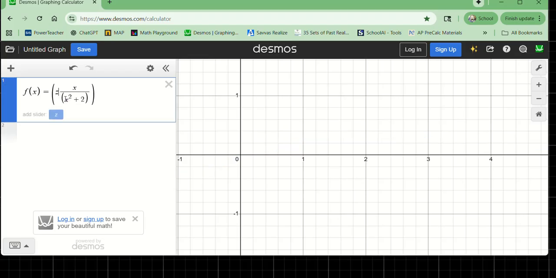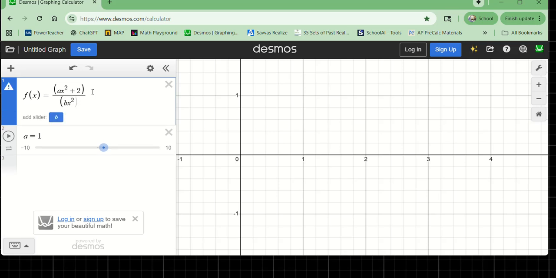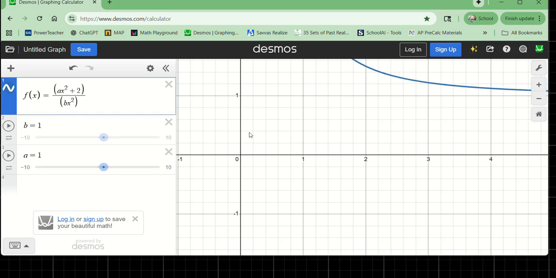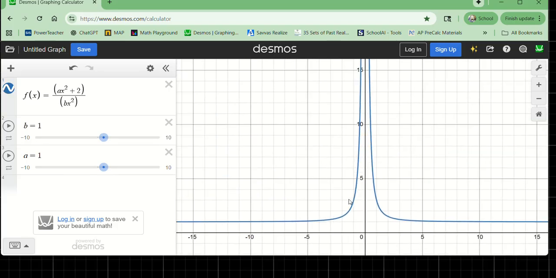In the numerator, let me get all this cleared, let's say we have ax squared plus 2, and we're just going to make sure they don't factor out together, divided by bx squared. Okay, we'll make a slider there. Right now, if they're both 1, here's what my graph looks like. This is 1x squared plus 2 over 1x squared, so a and b are the same. I won't do the sliders because I think that might make it confusing. If I zoom out on the graph, we'll just get rid of the sliders.